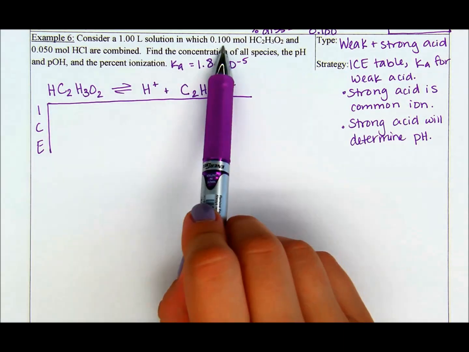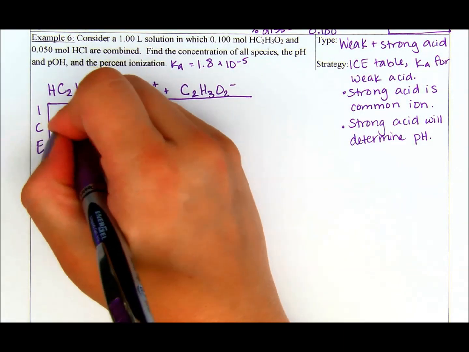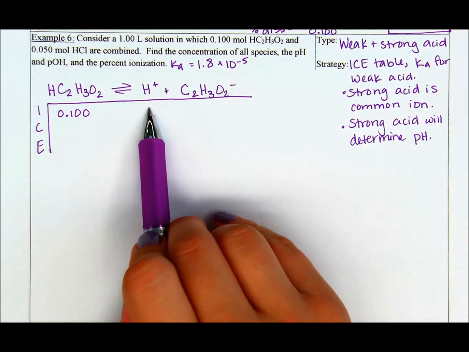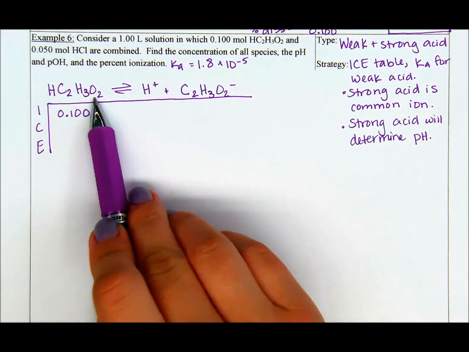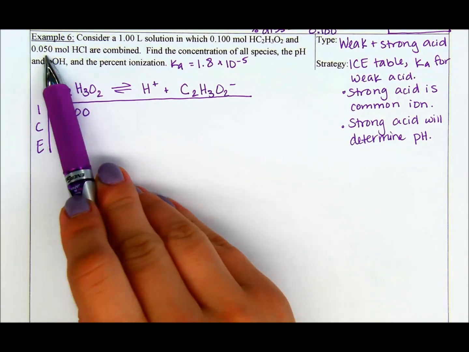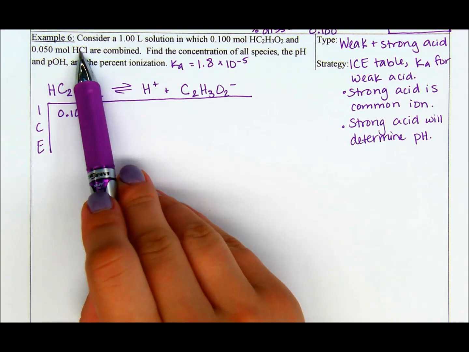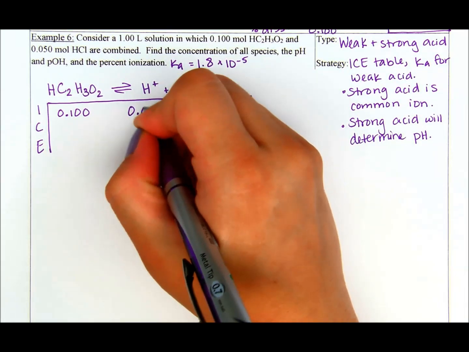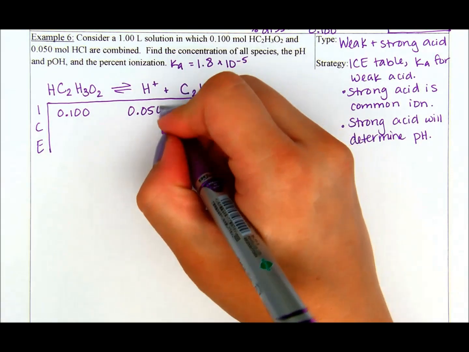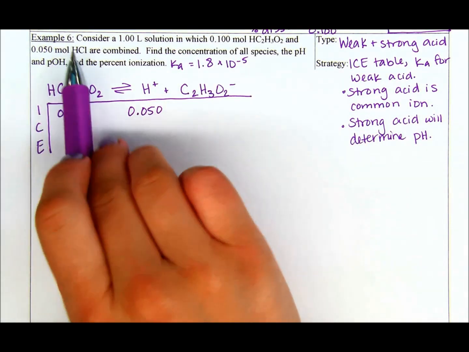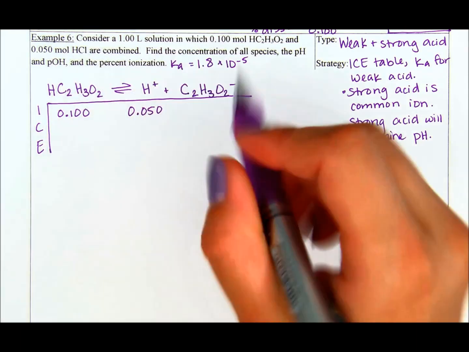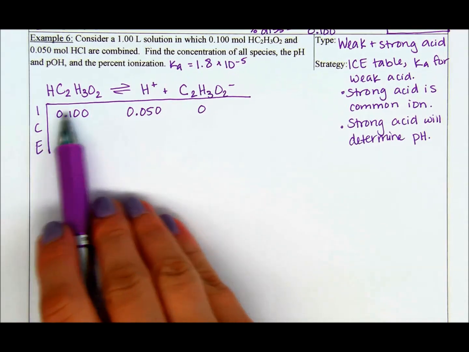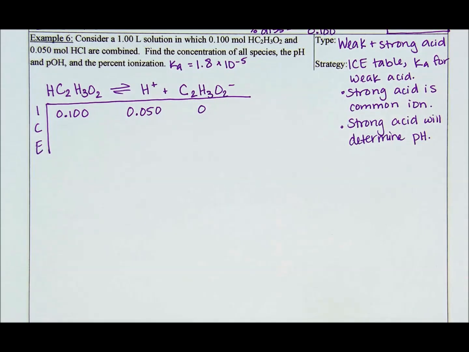Okay, so how much acetic acid are we starting with? 0.100 moles. How much H plus are we starting with already? Well, even before this has reacted, we have all this HCl in solution, so all of this is going to dissociate. That means we have 0.050 moles of H plus already in solution because HCl breaks up 100%. Although we haven't formed any acetate anions yet because this reaction hasn't started. These are just our initial conditions.